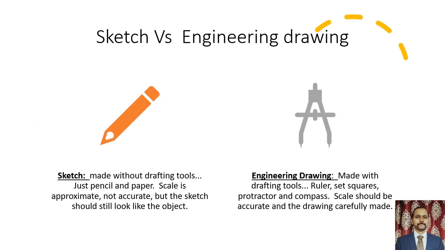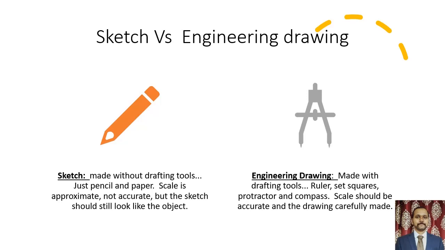So what is a sketch and what is engineering drawing? What is the basic difference between these? A sketch is made without drafting tools, or we can just take a pen and pencil and paper and draw something which first comes into your mind, and it is not accurate, it is just approximate, but the sketch still looks like an object, right? So this is a kind of sketch.